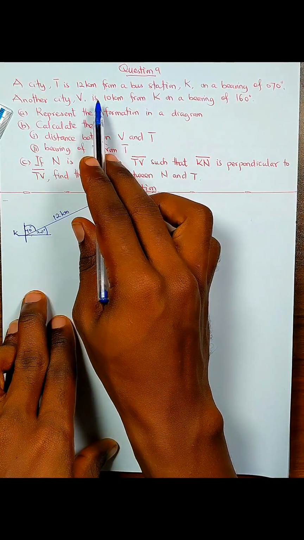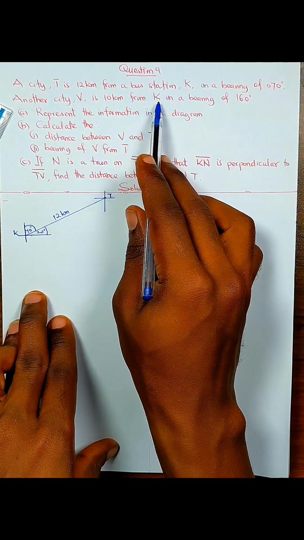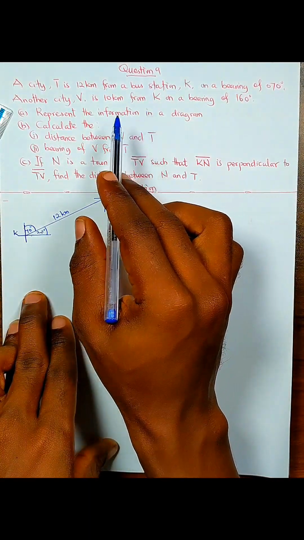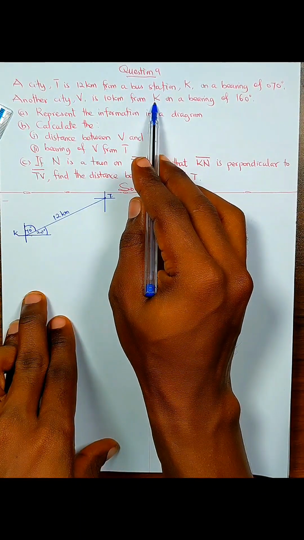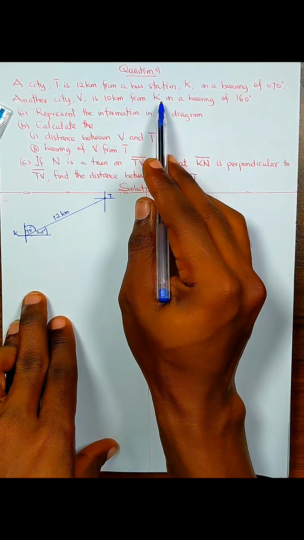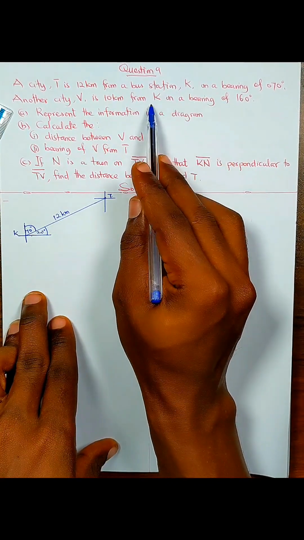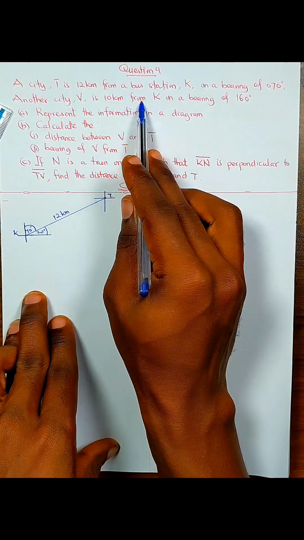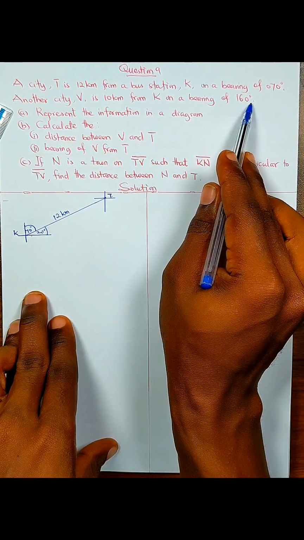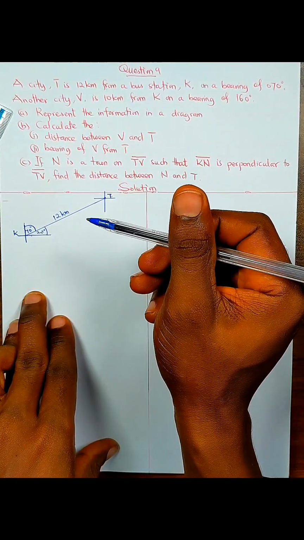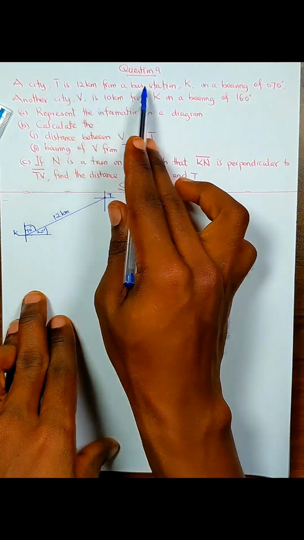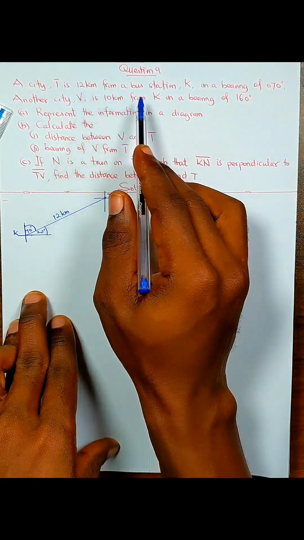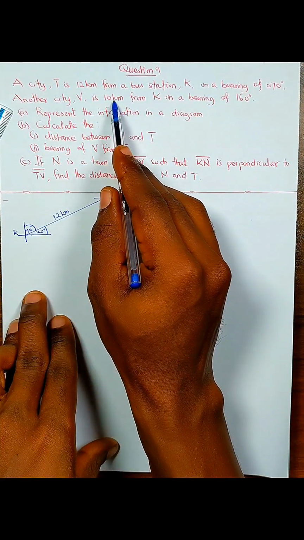Another city V is 10 kilometers from K on a bearing of 160 degrees. So where are we moving from? It's still from K. So we're going to measure this bearing from the north of K. In bearing questions, you should also be careful with the distances that you are given. Although you are not drawing it to scale, you can see 12 kilometers is definitely longer than 10 kilometers.